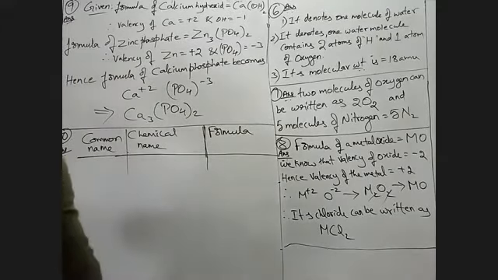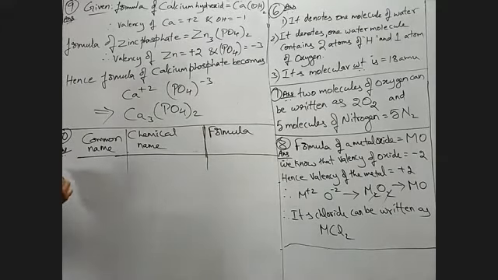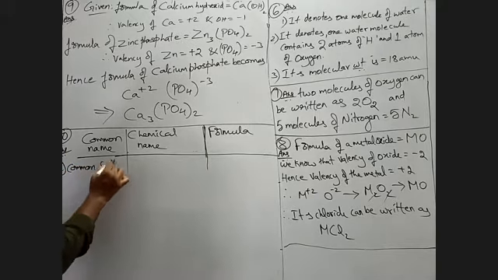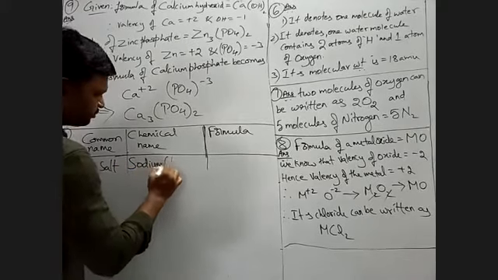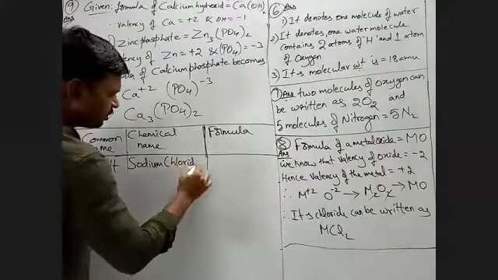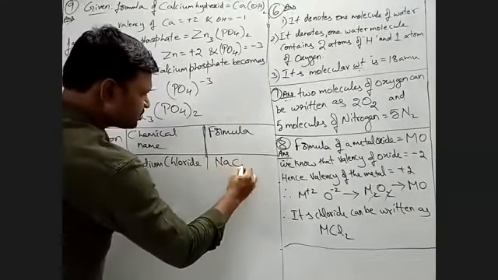Okay, common name. What is the first one? Common salt. Chemical name: sodium chloride. And then the formula is NaCl.